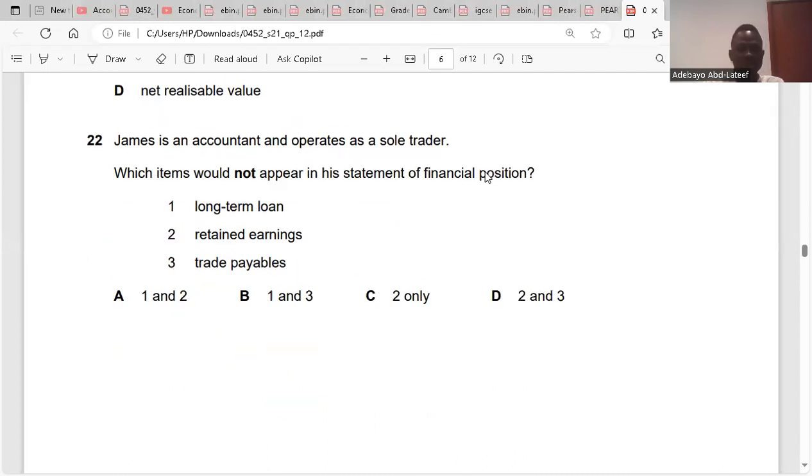Question 22. James is an accountant and operates as a sole trader. Which item would not appear in the statement of financial position? He's going to have a long-term loan. That's normal. Retained earnings: how is he going to have that? He's a sole trader. He has profit or retained profit, not retained earnings. Retained earnings goes for companies, PLCs or limited companies. So retained earnings is not there. Then trade payables: it is a service business, it doesn't have suppliers. Is it clear? So the answer is D. 2 and 3 are not part of his financial statement.